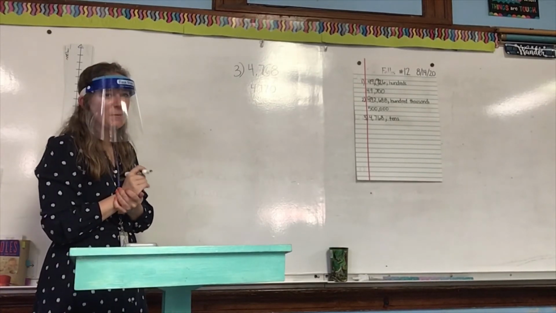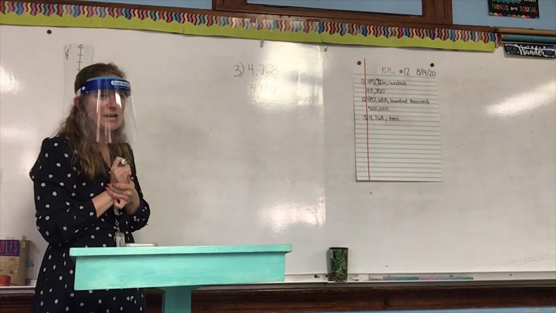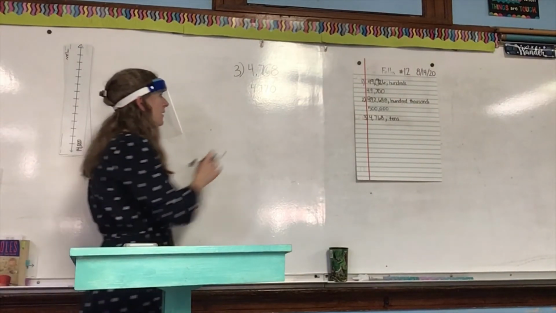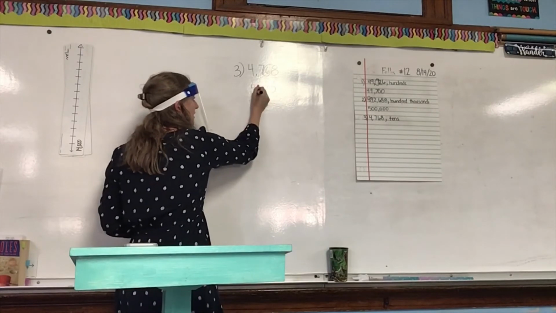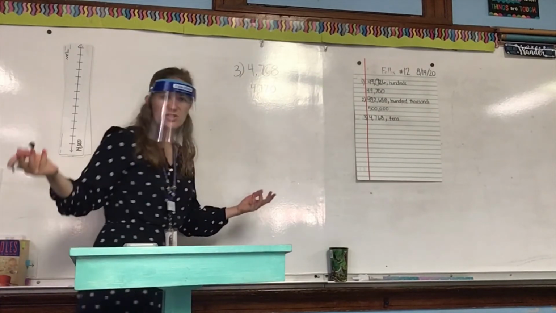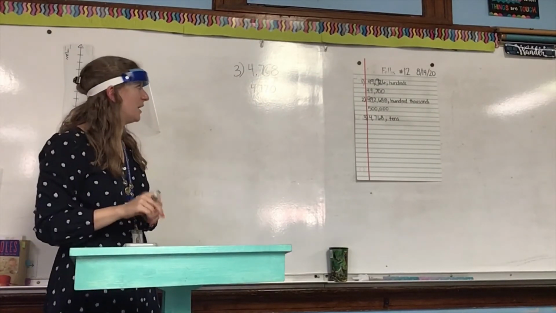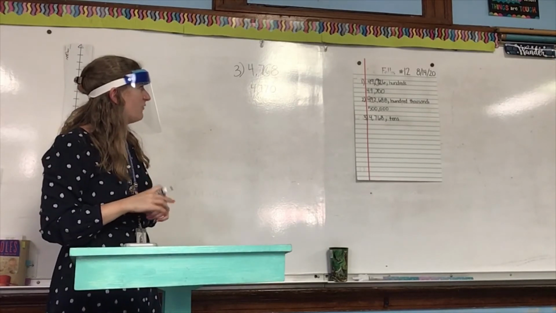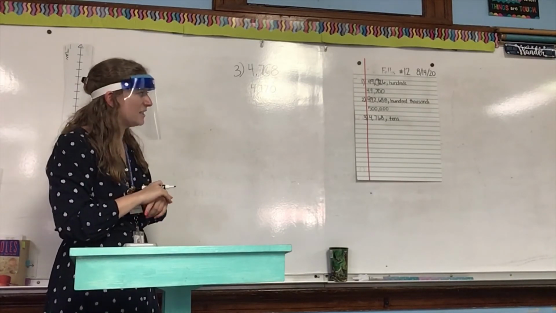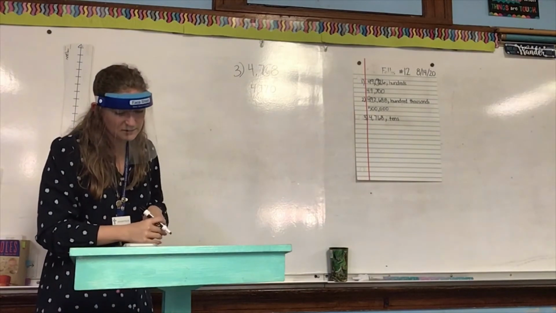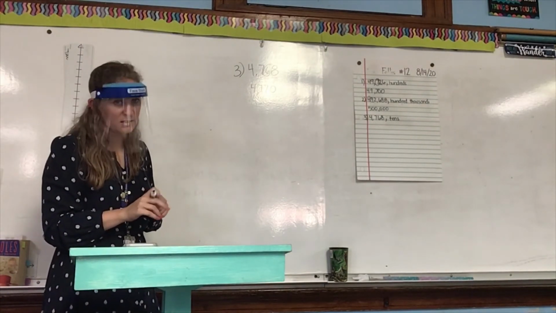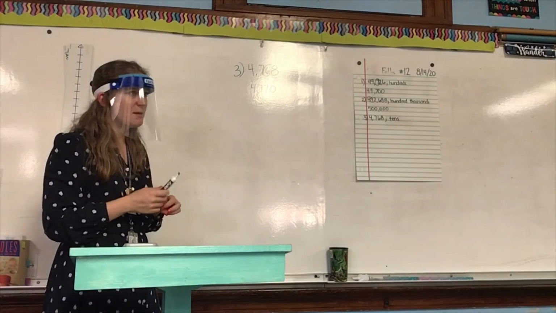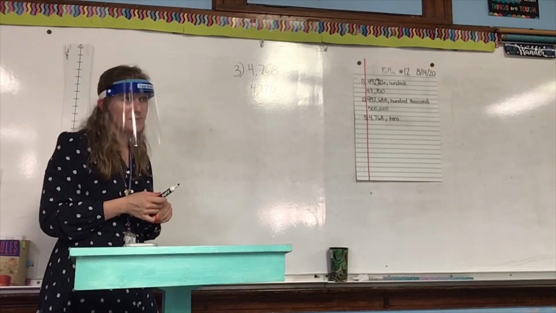Now Zari, I need to put my commas. A comma goes every how many digits? 3 digits. 1, 2, 3, comma, 1. Don't have 3 digits, don't need another comma. So that means, Zari, 4,768 rounded to the nearest 10 is 4,770. Very good.